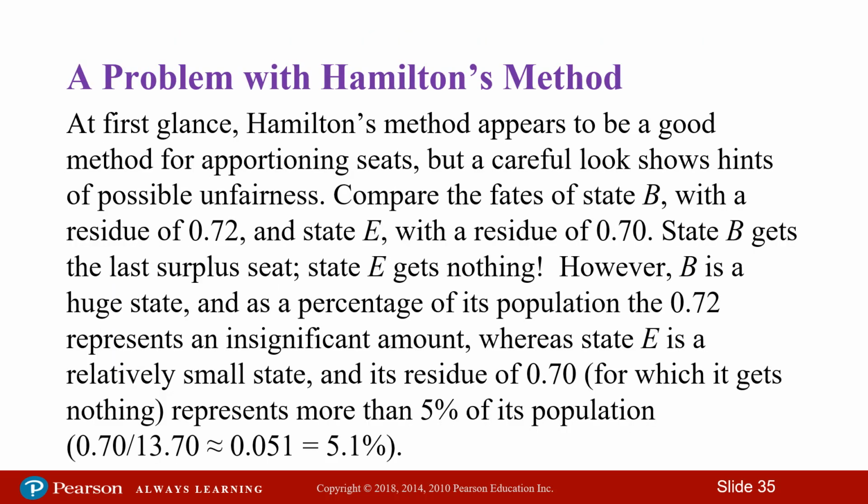All right, so we good. At first glance, here's the not so good part maybe. Hamilton's method appears to be a good method for apportioning seats, but a careful look hints at a possible unfairness. What? That is no fun. To compare the fates of state B and state E, the residues of 0.72 and 0.70 are pretty close. But B gets a surplus seat, E gets nothing.